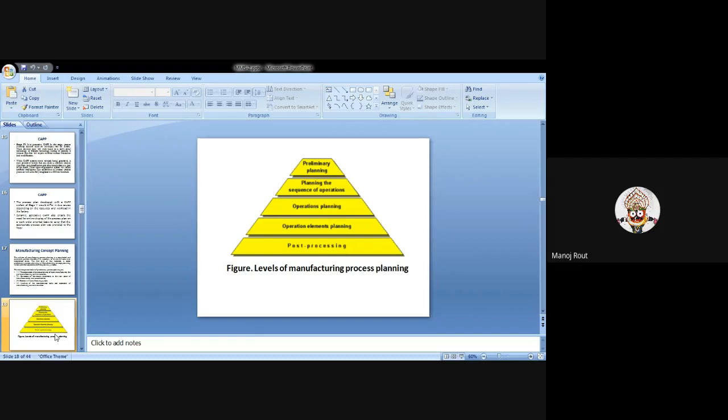Going to the next one, if you go to this particular pyramid diagram, in case of level of manufacturing process plan, the first one is preliminary planning, then planning the sequence of operations. You can choose the best example in case of an integrated steel plant, or you can take a process industry like sugar or cement. In that case, manufacturing process planning should be done. First is the preliminary planning stage. The next level is planning the sequence of operations, then operation planning, then operation element planning, and post processing should be considered.